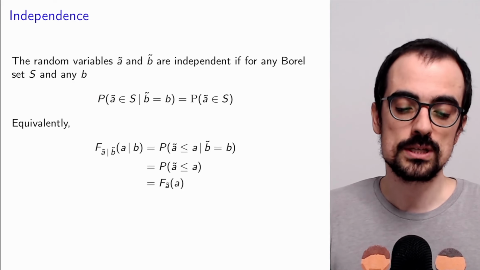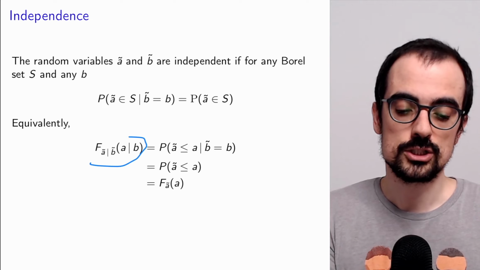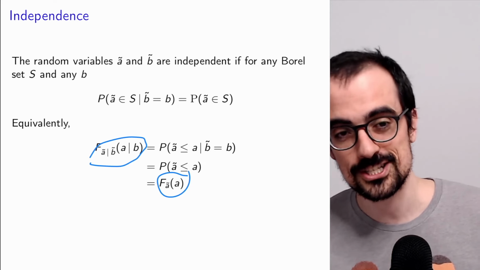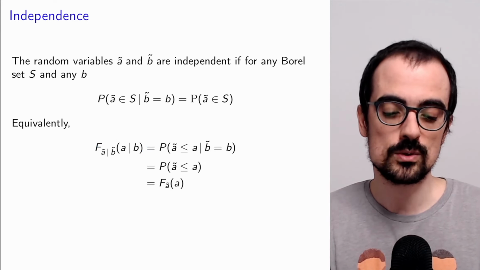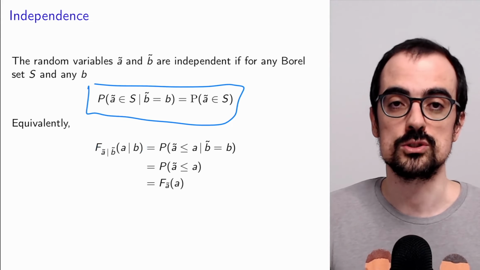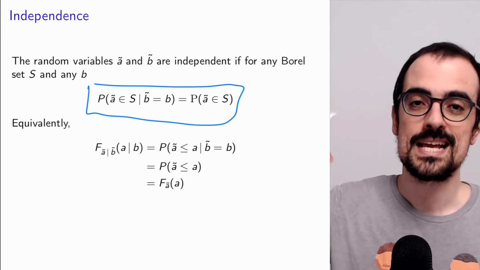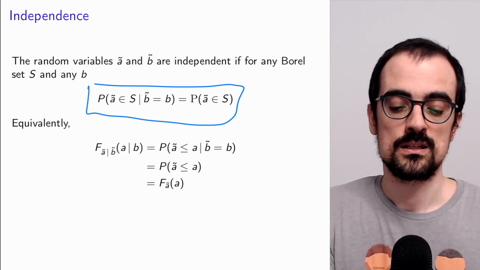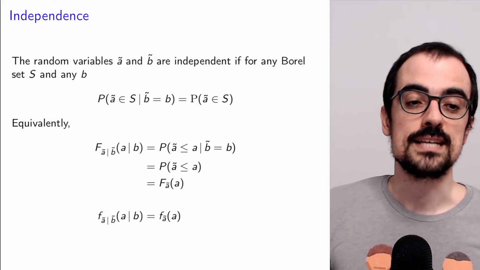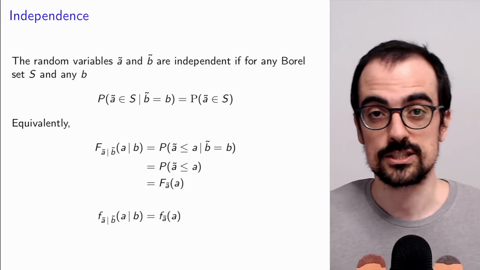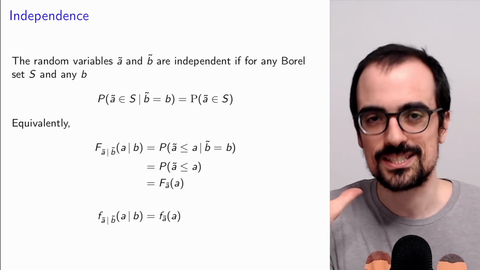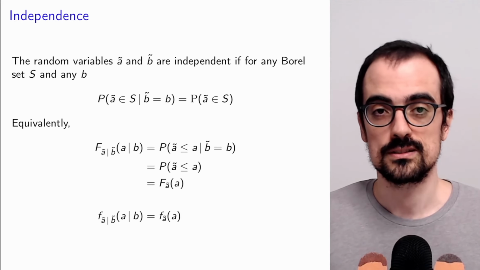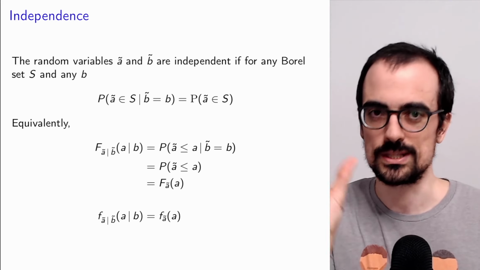What is my point here? My point is that if the conditional CDF is equal to the marginal CDF for every value of A, then we know that this is going to be true. The two random variables are going to be independent in that sense. The probability that A is in whatever set is not affected by any information about B. And equivalently, if we take derivatives, the conditional density is going to be equal to the marginal density. And this is what we observed approximately for the money the movies were making against the duration of the movies, at least within a certain range of durations.